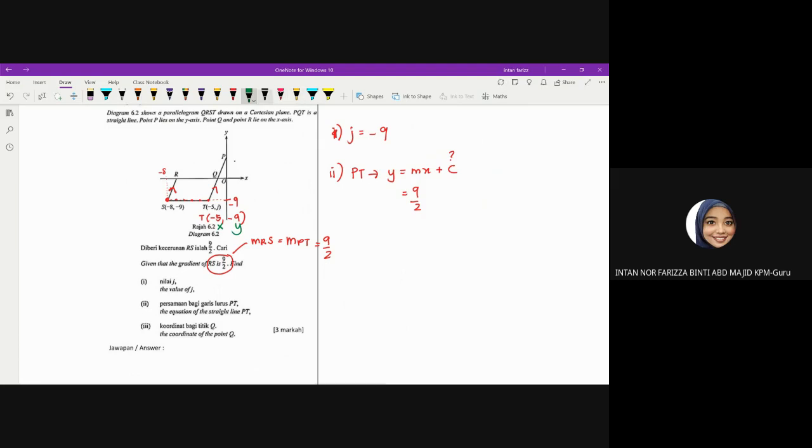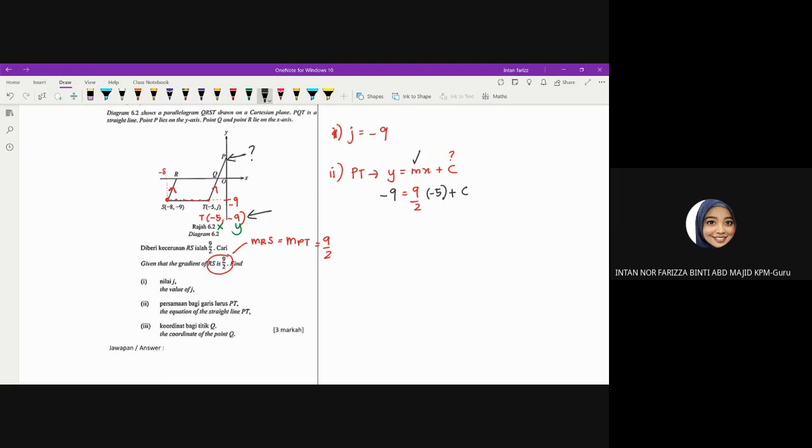Okay, so apa yang kita kena buat ni girls? So to find the C, we need to have the M done already. We need to have the Y and the X, and that will be taken from here. Okay, so Y berapa? Negative 9. Okay, what is my X? X is negative 5. Okay, plus C. Okay, remember this working is for us to find the C because we need to know what is this point here. Alright.